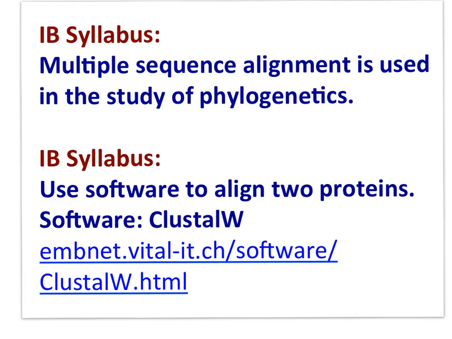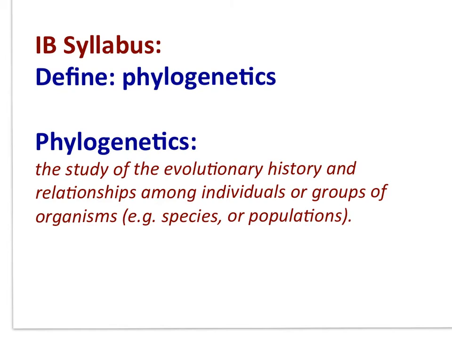And that leads us directly to this IB syllabus statement. Multiple sequence alignment is used in the study of phylogenetics, and use software to align two proteins. Clustal W is the software of choice. But before going too far, too fast, let's define phylogenetics to ground our understanding.